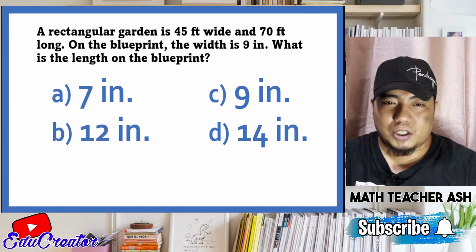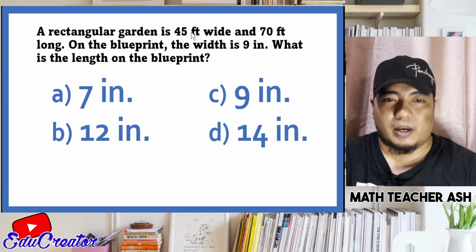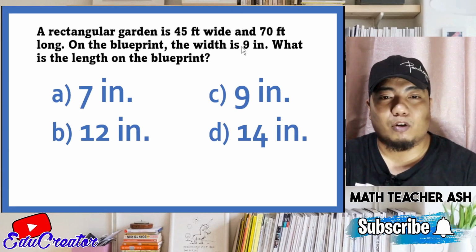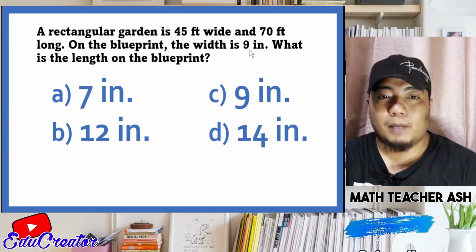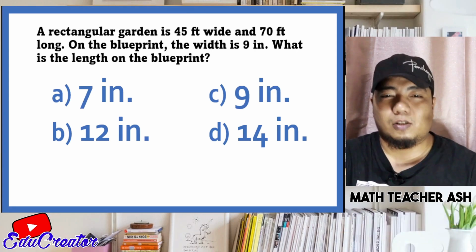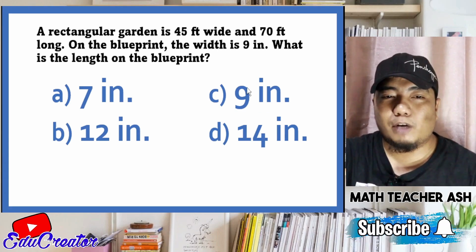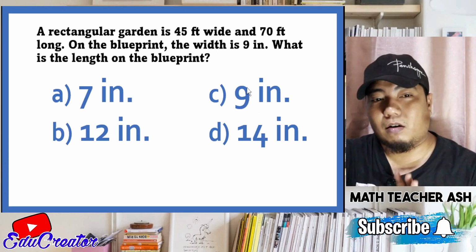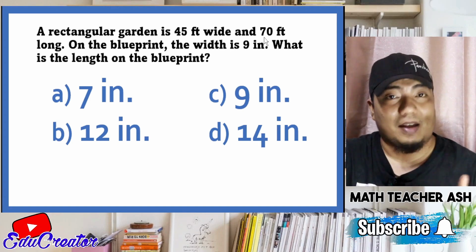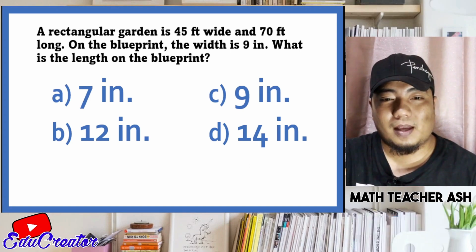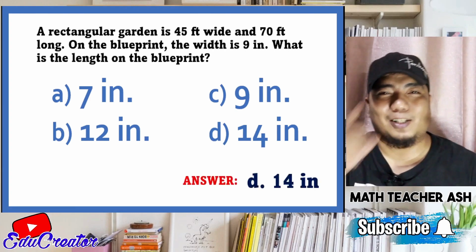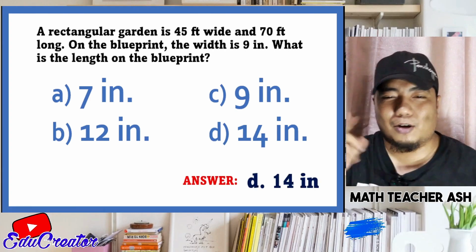Now, the 45 becomes 9. So what happened to 45? Why did it become 9? Basically, it is divided by 5. So that is also what we will do in order for us to know the length on the blueprint. 70 divided by 5 is, I think, 14. Letter D. Let's check. All right, my dear math learners, we are correct.